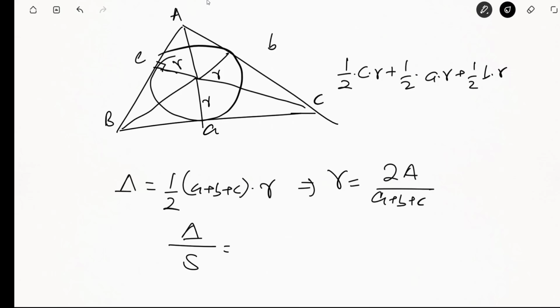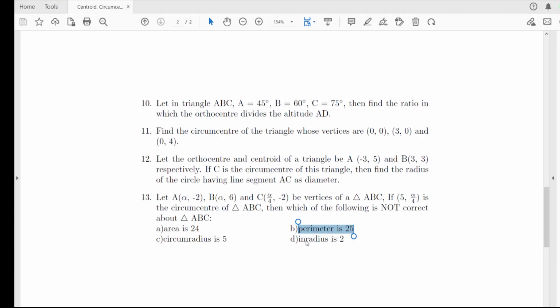So what is the area? 24, and perimeter is 24, half of that is 12, so that is 2. Inradius is 2. That is also matching. So B is the right answer, meaning the incorrect value.